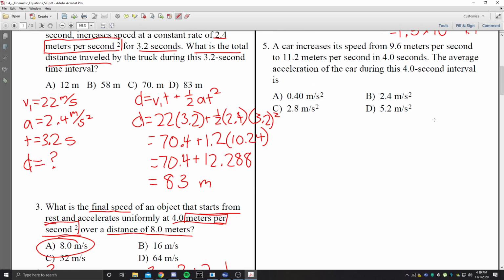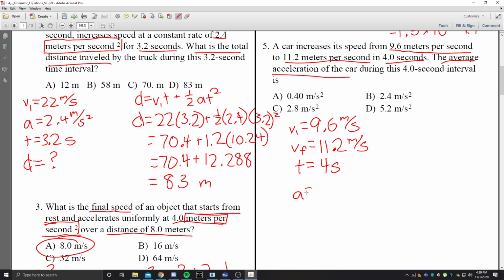Number 5. A car increases its speed from 9.6 meters per second, so that's going to be your initial velocity, to 11.2 meters per second. And so that's your final speed in 4 seconds. The average acceleration of the car is what?